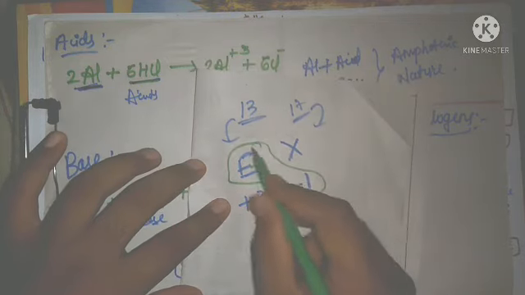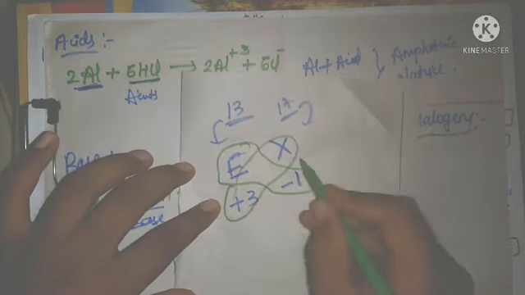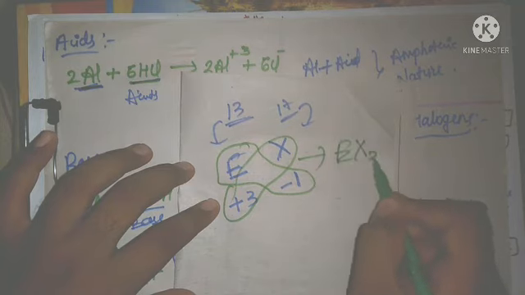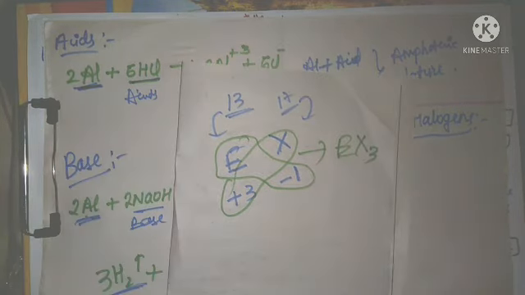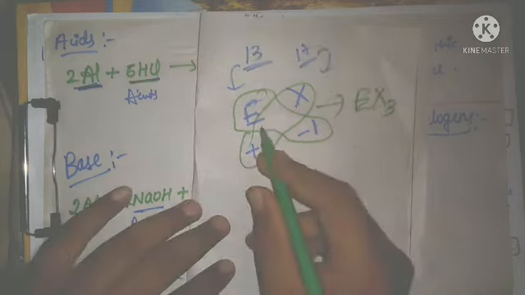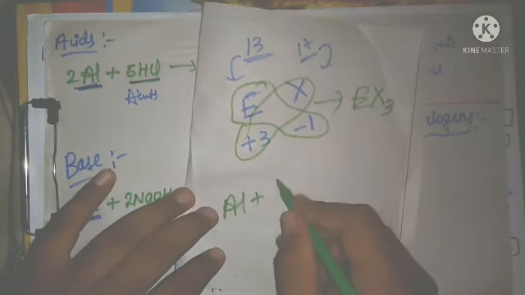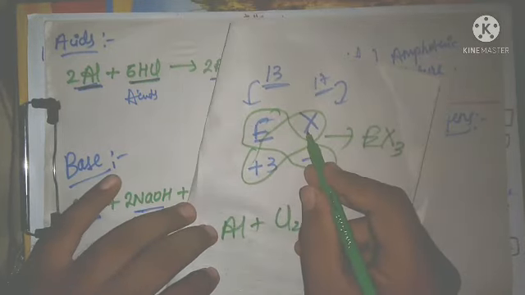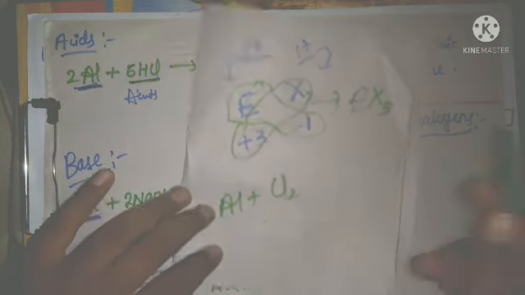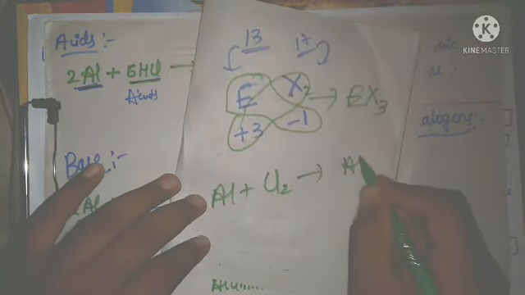Now what is the correct formula? Already I told how to write. E one time and X how many times? 3 times. So the correct formula is EX3. For example, if E is aluminium and X is Cl2, because halogens are available as diatomic X2, correct? Cl2, it will form AlCl3.